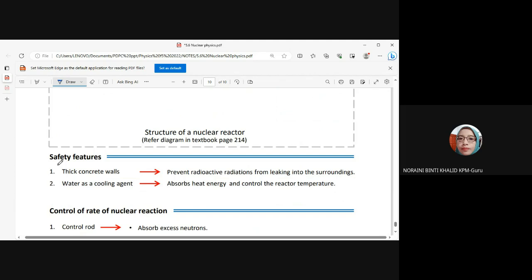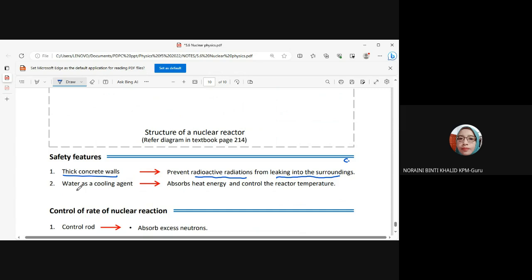Okay. Dia ada safety features. Dia punya wall mesti very thick concrete wall. Kenapa? Prevent radioactive radiation leak into surrounding. Kalau you pernah tengok video, you boleh tengok ada yang di Chernobyl tu, reaktor nuklear dia explode. Okay, bahaya kan kalau radiation release to surrounding, kena pada manusia. So dia ada health issue lah.